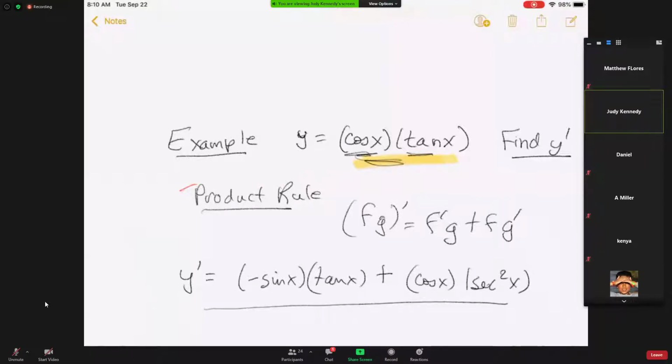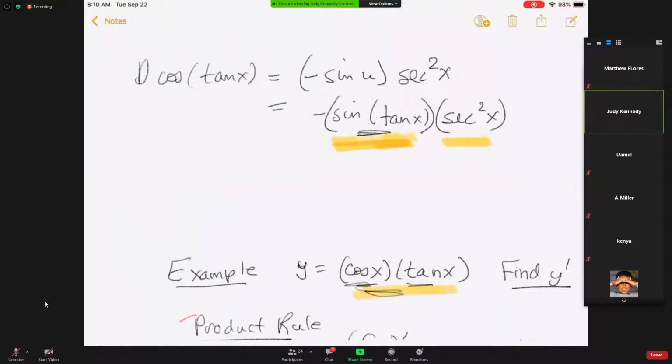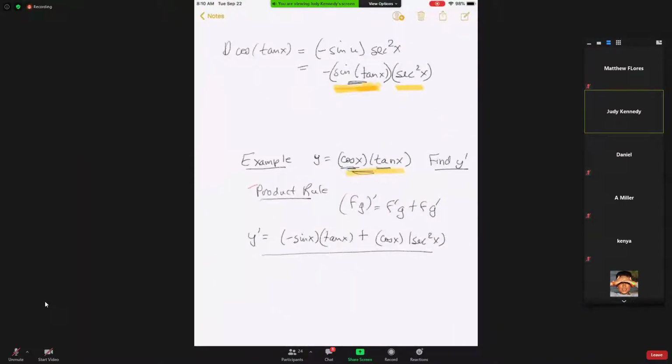Okay, so there's a derivative of the product of the two functions, and there's a derivative of the composition of the two functions. You can see them both there. Any questions?